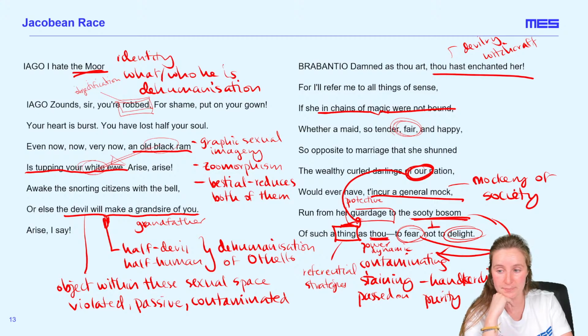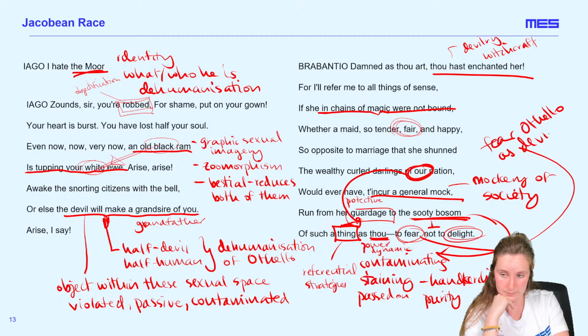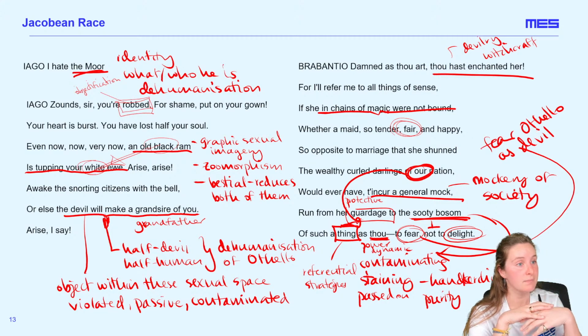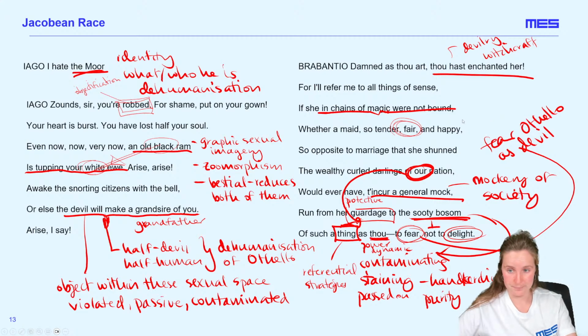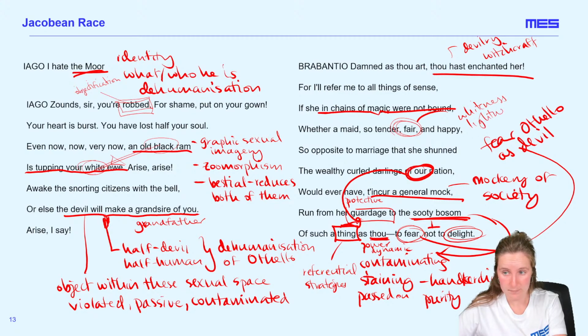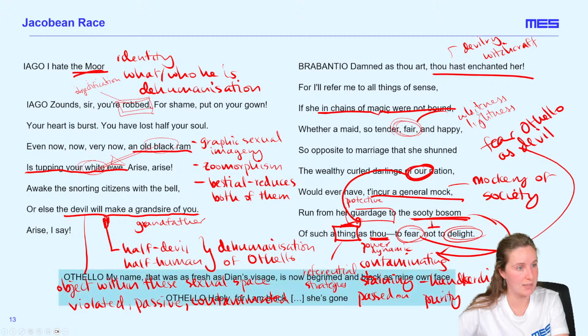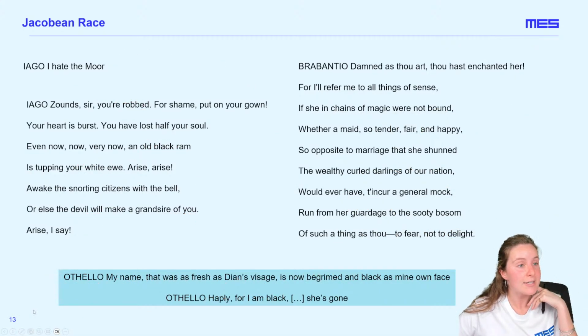He thinks that Desdemona will fear Othello as some kind of devil and couldn't possibly delight in his appearance, because if he's black in Brabantio's eyes, he's ugly and he's evil. So why would she, this beautiful, tender, fair being, a word linked to whiteness and lightness, be linked to something sooty that would contaminate her? In his mind, certainly not. And we can see this as well with what Othello says later on, that this affects him, because he says, "My name, that was as fresh as Diana's visage," as fresh as Diana, the goddess.